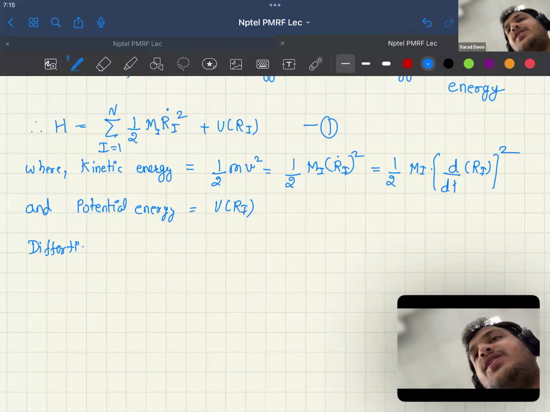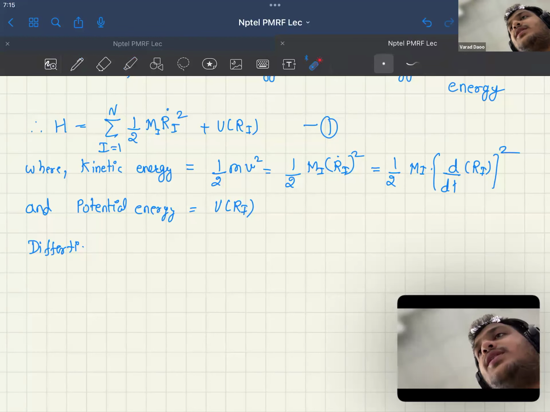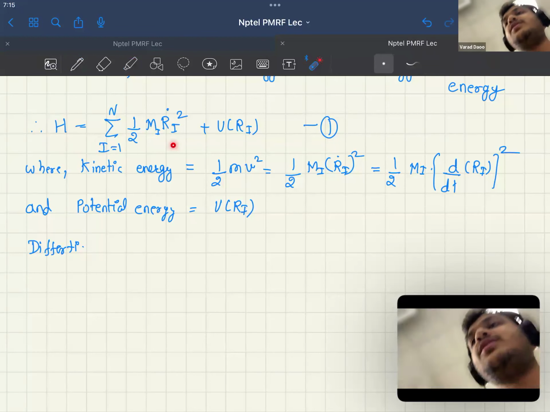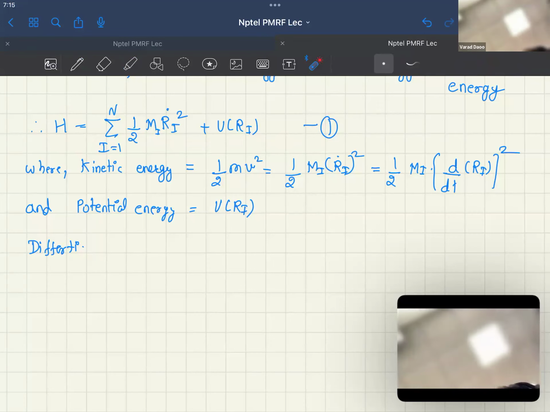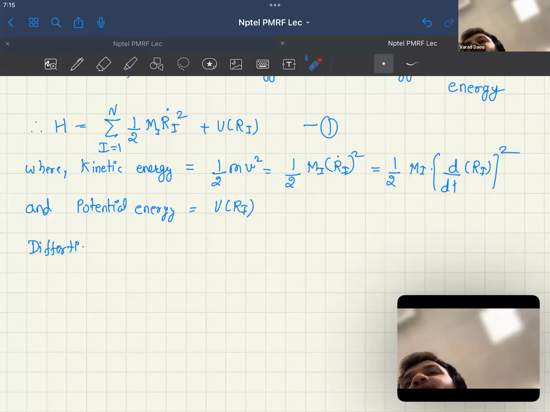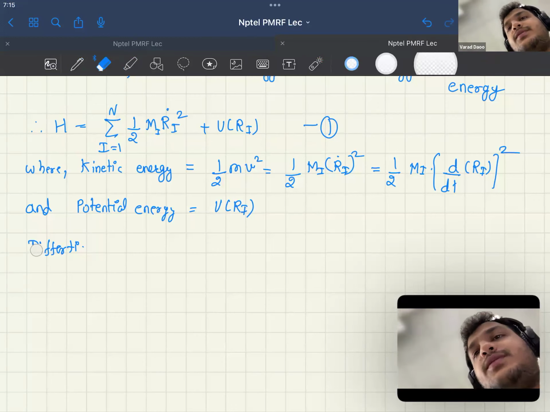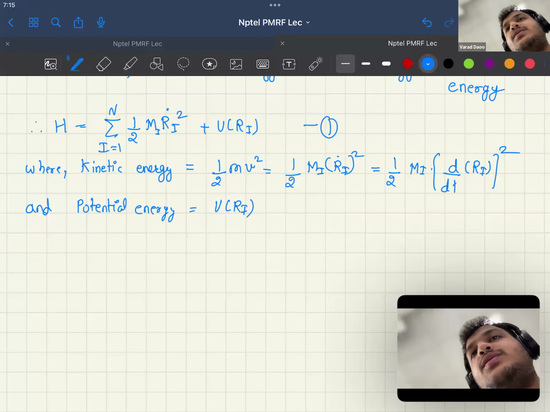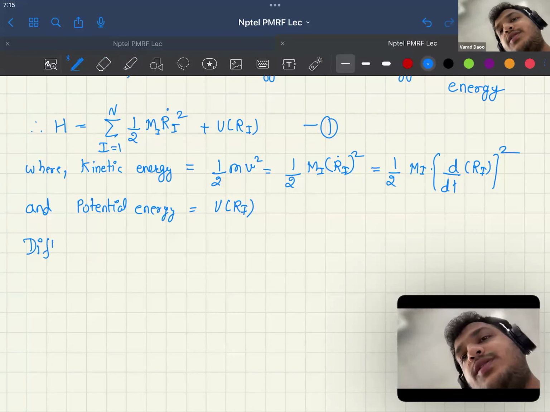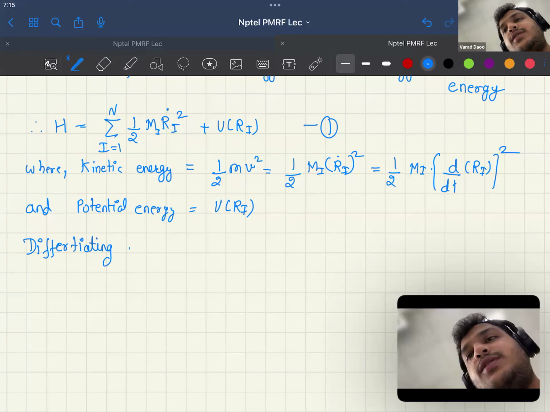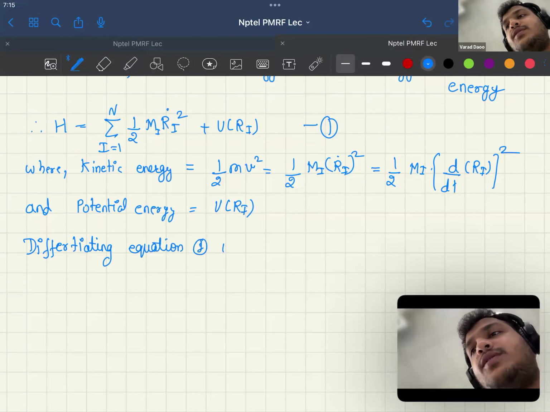Now let us differentiate this expression, that is equation one, so that we get dH by dt on the LHS, and then we'll solve for the RHS and see what result we get. Okay. So differentiating equation one with respect to time.